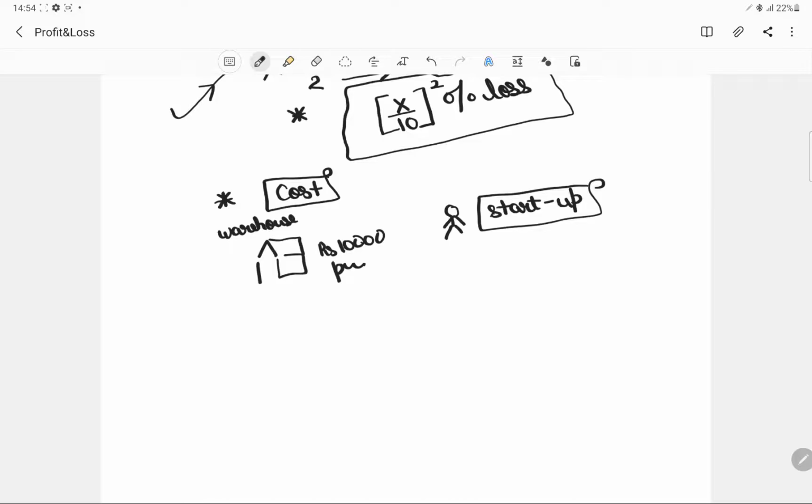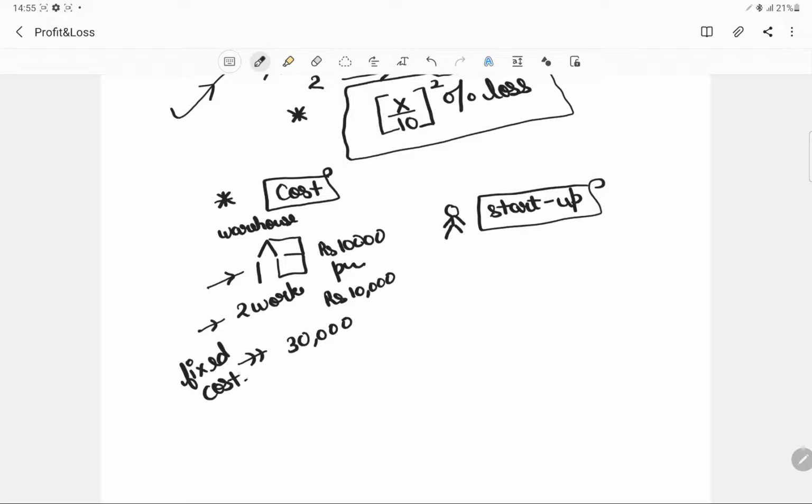Then I have two workers whom I am paying, say, rupees 10,000 more per month. So this is something called a fixed cost. It doesn't depend on what amount of business I have, whether it was the lockdown period or something else. I have to pay this amount, which is 30,000, and this is referred to as a fixed cost.